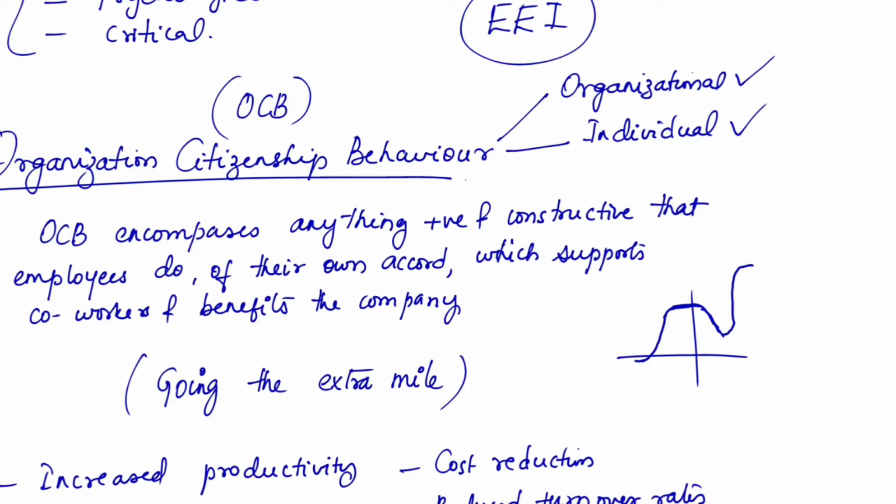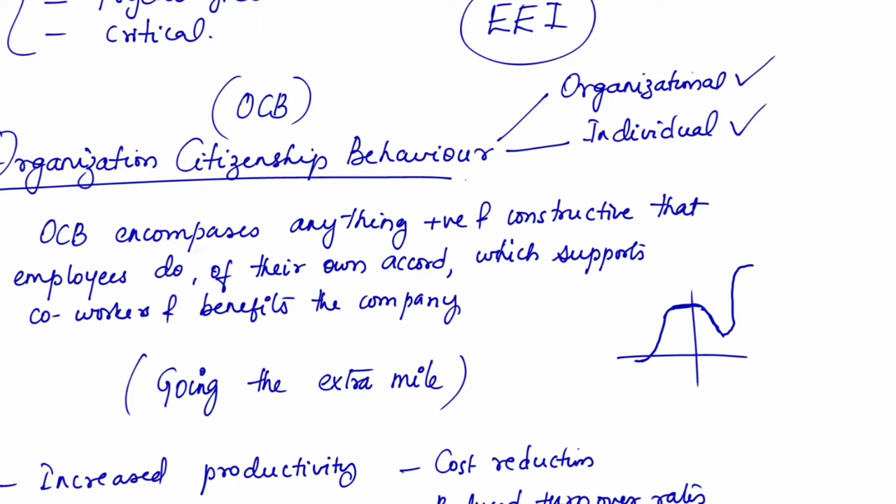If your extra role behavior is not in your job description but still you are doing it, and it directly benefits the organization, it is OCBO. And if it directly benefits another individual and indirectly benefits the organization, then it is OCBI. So those are the two forms of organizational citizenship behavior.